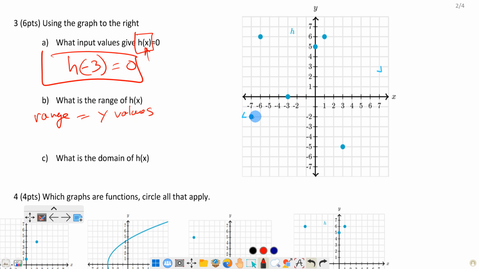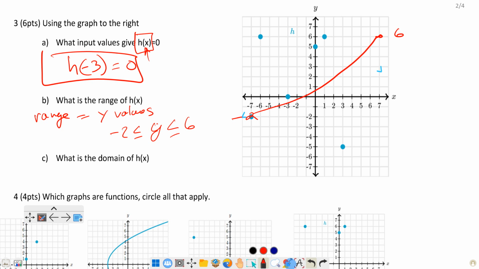And if we had a graph like so, then my range would go from here to here. And then that would be everything in between. And so then that would have been negative 2 to positive 6. So then my range, if that were it, would be negative 2 less than or equal to y, and y less than or equal to 6.